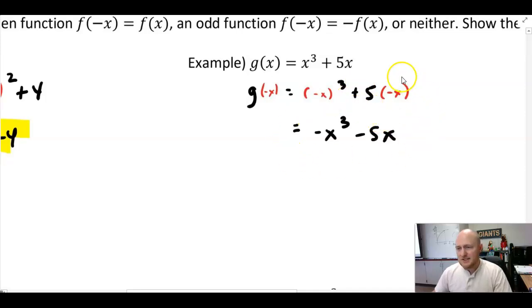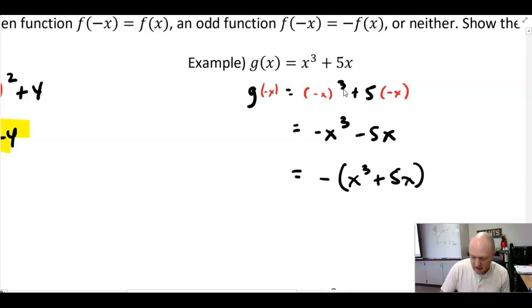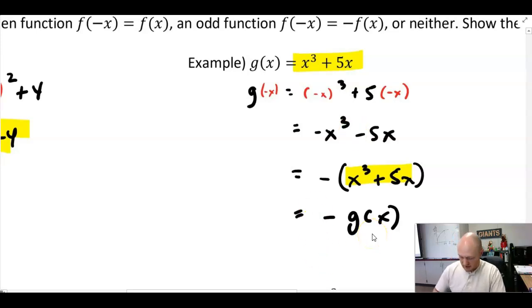Now this function is not the same as this. In fact, the signs are exactly opposite. I wonder if it's odd. Well, if I factor out a negative, both of these signs change. And lo and behold, I have the same thing as g now. So this is the opposite y value, or the opposite function. This is an example of an odd function.